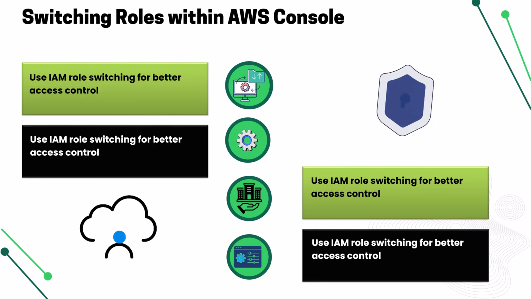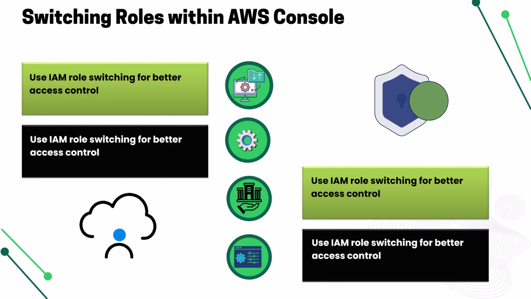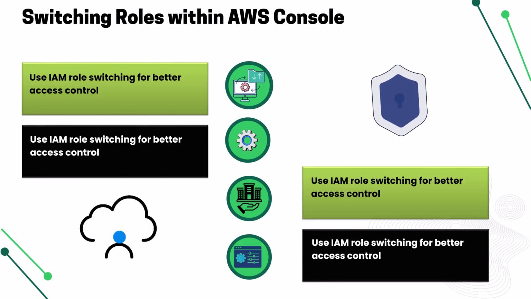Switching roles in AWS isn't about changing careers. It's about controlling access wisely. Head to the AWS console, find switch role, and make the magic happen. Just ensure the role details are correct, otherwise, it's like showing up at the wrong party. After switching, double-check permissions to avoid awkward access denied surprises.